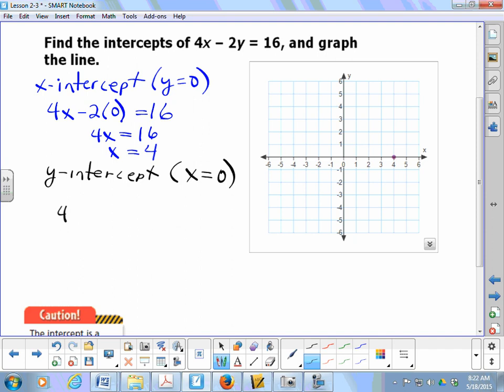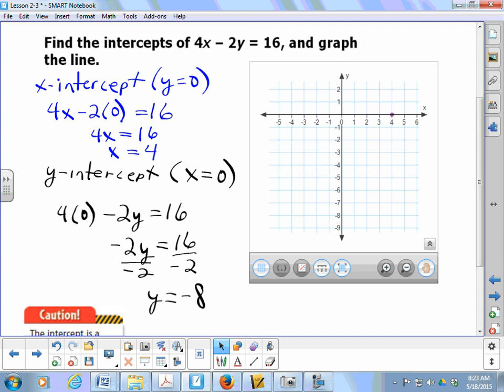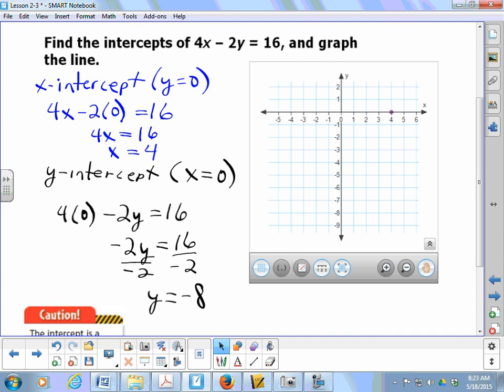So we have 4 times 0 minus 2y equals 16. So 4 times 0 is 0, so we got negative 2y equals 16. Divide by negative 2, and y equals negative 8. So that means I put a dot on the y-axis at negative 8.